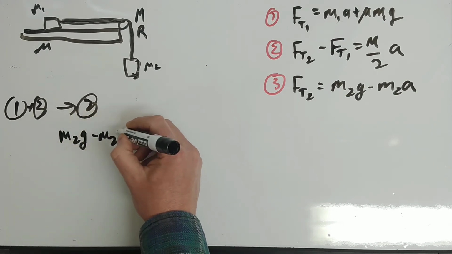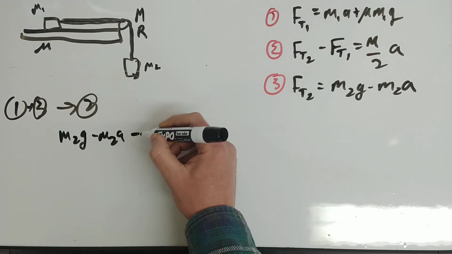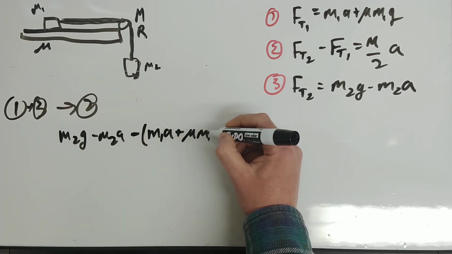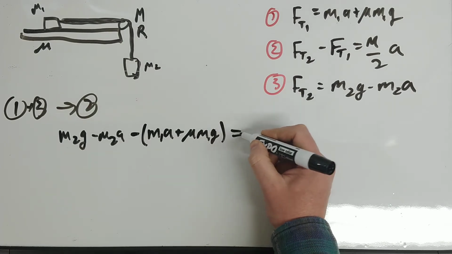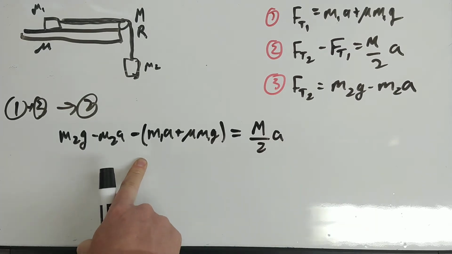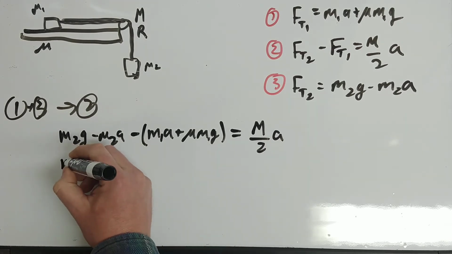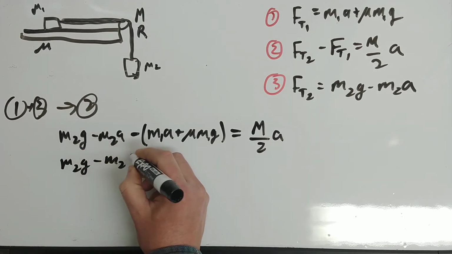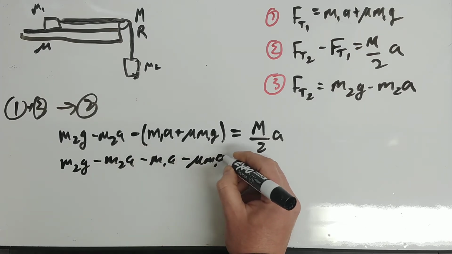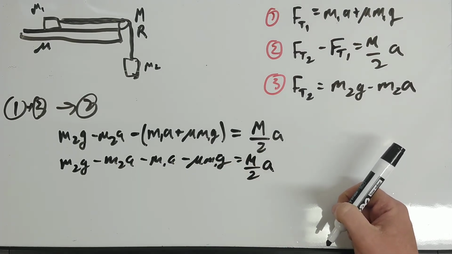So it's going to be Ft2, which is m2g minus m2a, minus Ft1, which is, this is where I made my sign error. I even did it exactly like this, which was frustrating, but anyhow. The sign error here would be if you do not properly distribute that negative sign, right? So actually, if we write this as m2g minus m2a minus m1a minus mu m1g equals m over 2 times a. All right? I'm just doing algebra at this point.